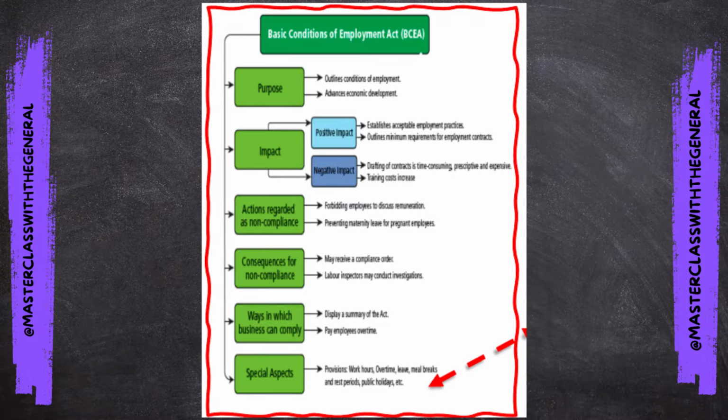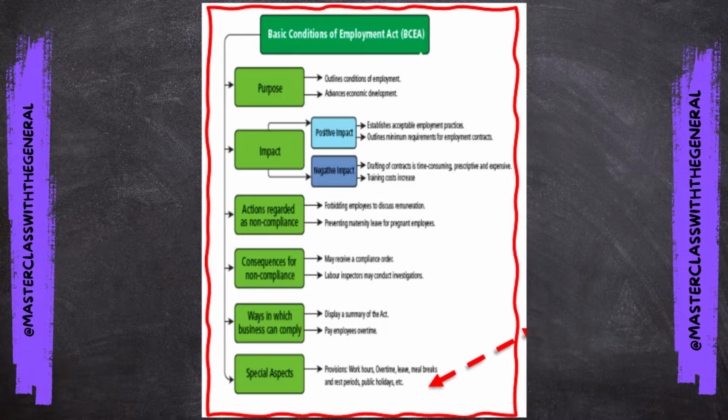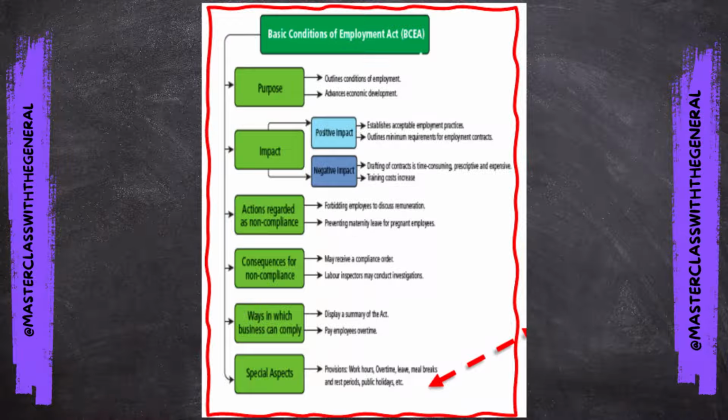Number two, let's look at the impacts. There's always positive and negative. The positive impact establishes acceptable employment practices. So no one is in any doubt now as to what is an acceptable employment practice because all of these are laid down in black and white by the Basic Conditions of Employment Act. It outlines minimum requirements for employment contracts. So when you draft a contract as an employer, you always have to consult with the Basic Conditions of Employment Act because no contract can be in contravention of it.